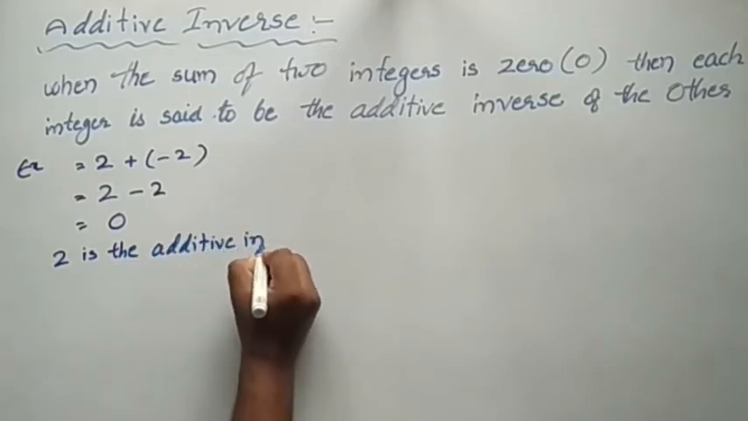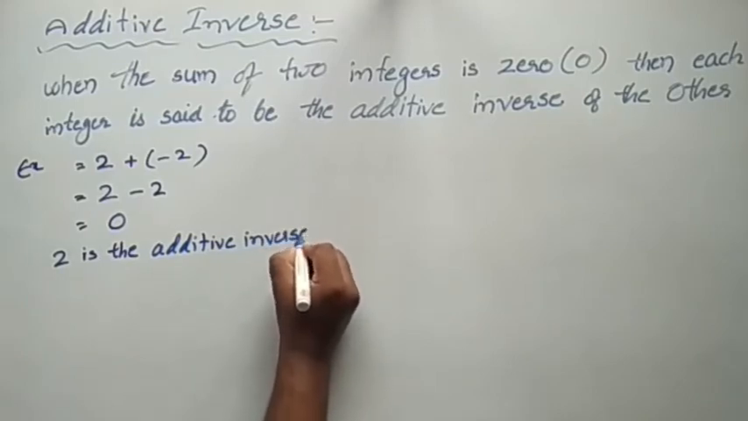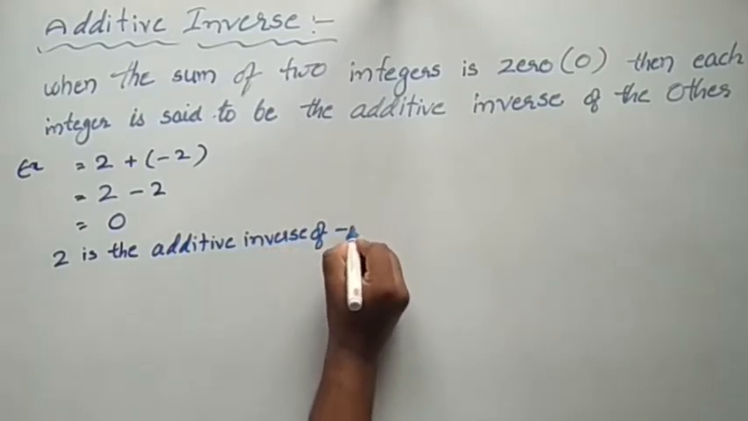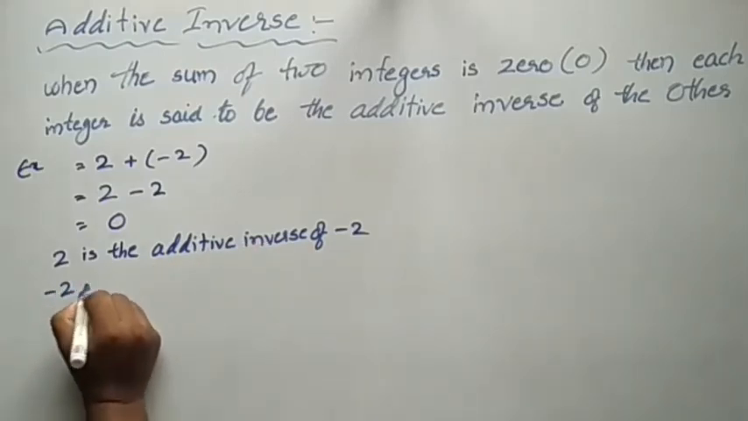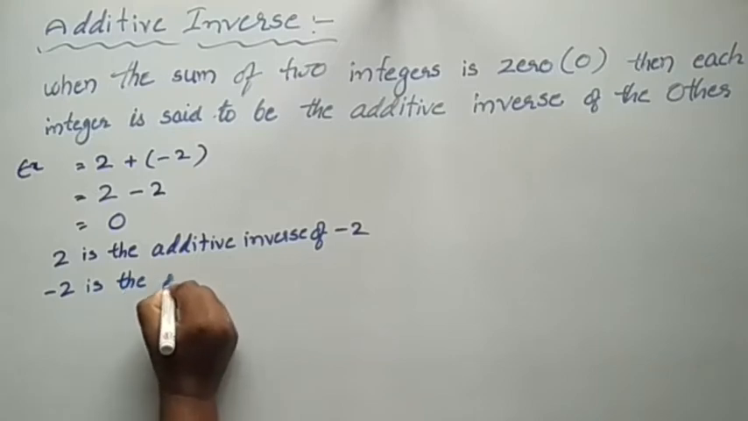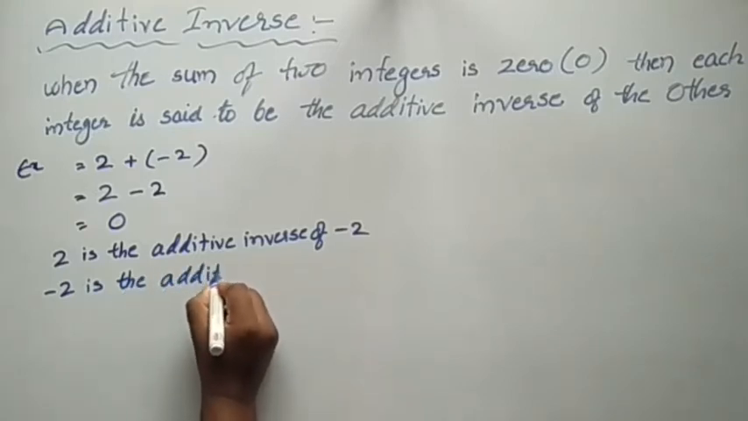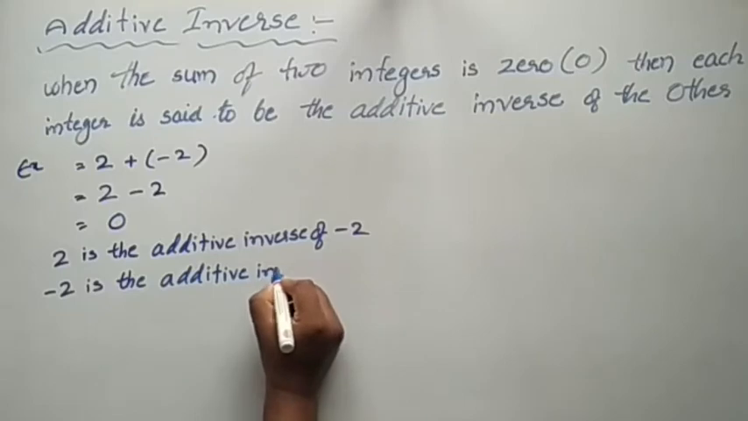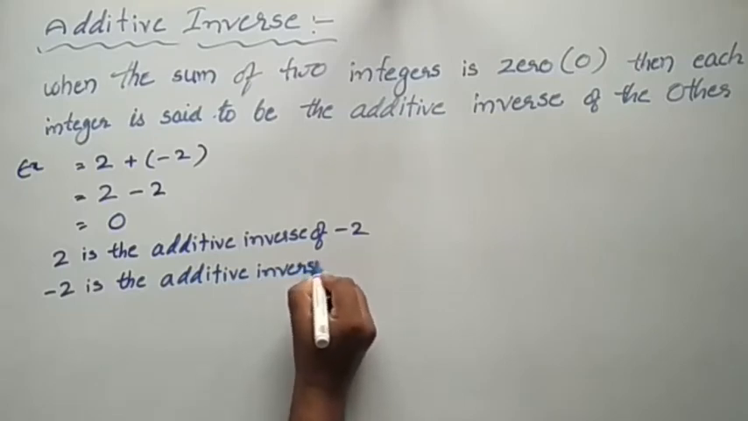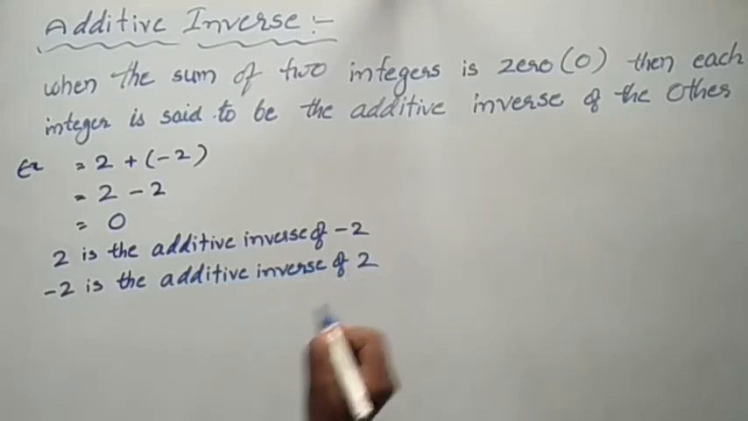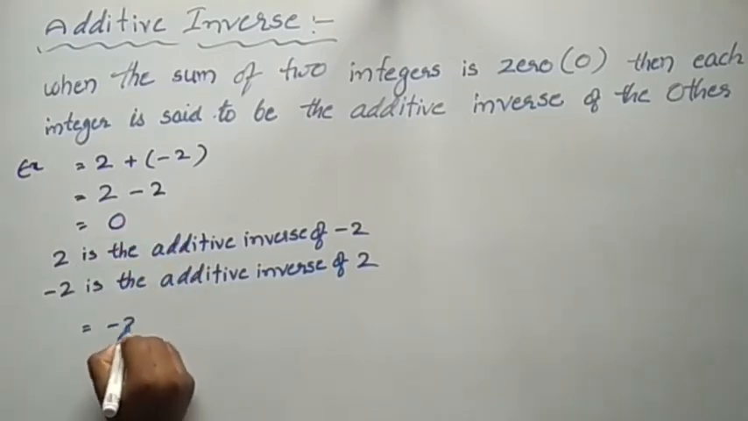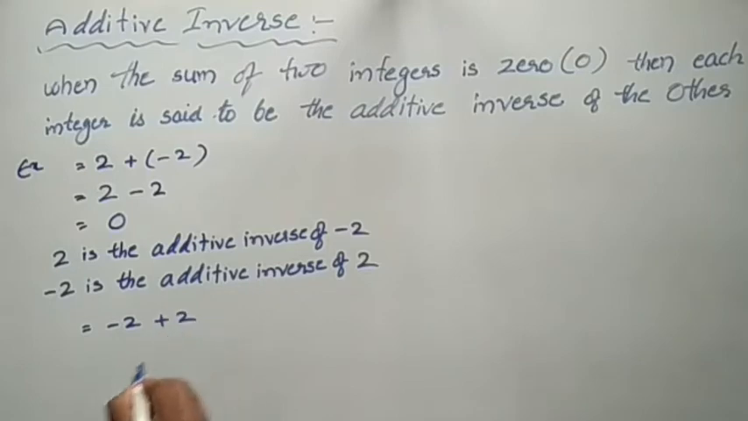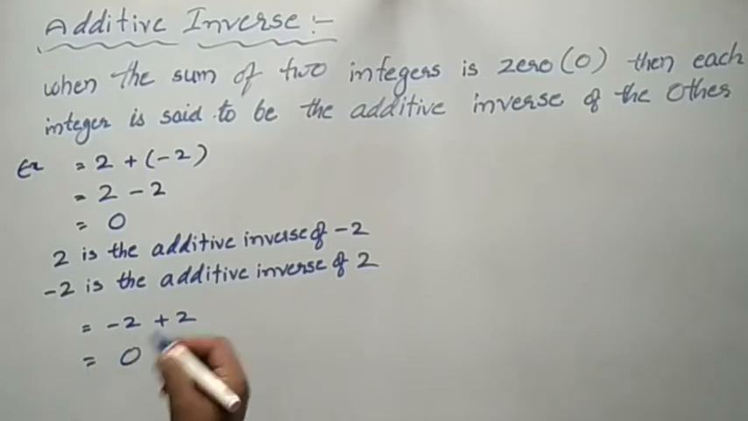So now we can write that 2 is the additive inverse of minus 2. Vice versa also we can write. If I take minus 2, it is the additive inverse of plus 2. First I take minus 2, then plus 2, so now it becomes 0. Vice versa also we can write.